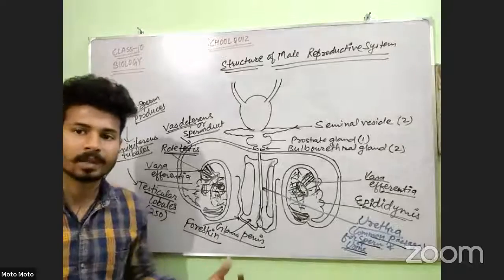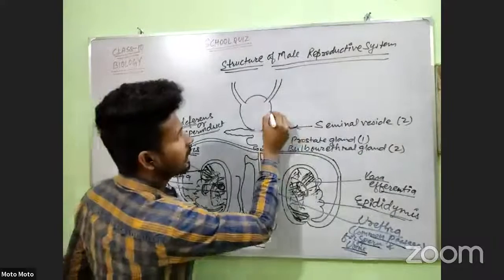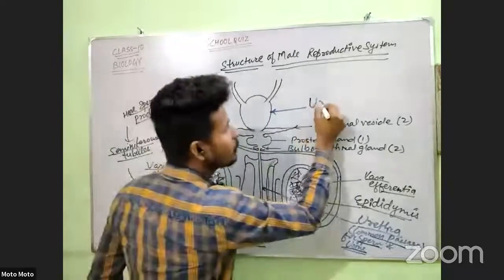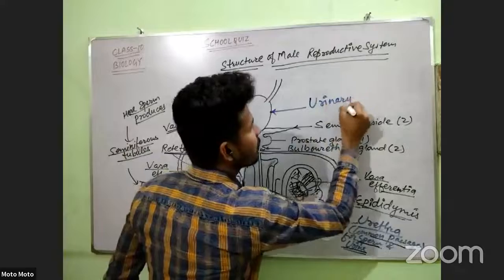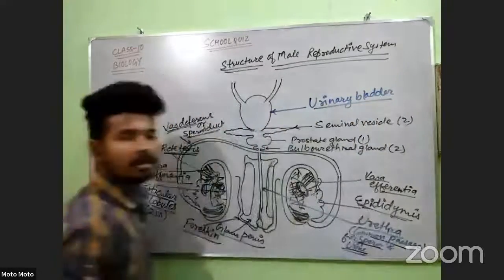This is named as foreskin. In the upper section of the seminal vesicle, a box-like structure is made. This is the urinary bladder. I think you would be knowing this. The urinary bladder is related with the kidney structure.